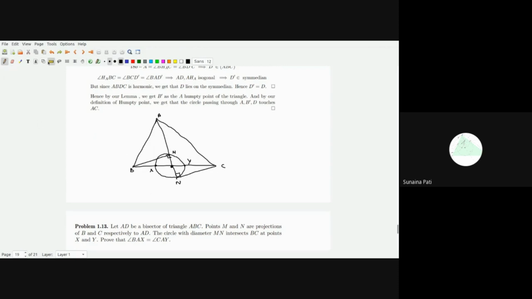Yeah, let me make this line only. Yep. Yeah, this is the diagram, Anurag. I hope you're fine with it.